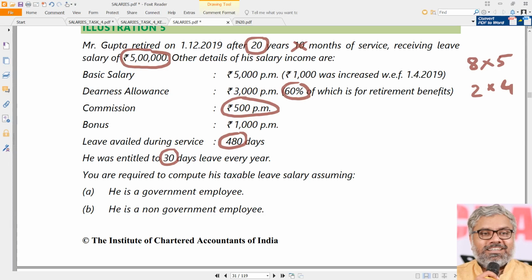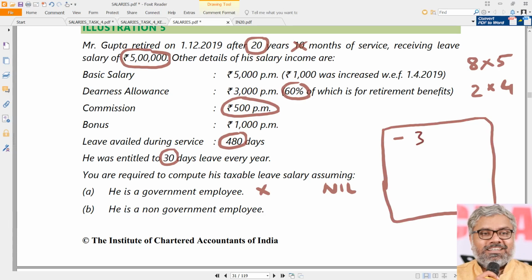You are required to compute his taxable leave salary, assuming he is a government employee. What is there to calculate? If he is a government employee, nothing is taxable. That means it is fully exempt. How much is the taxable leave salary in that case? Nil. So there is nothing to calculate there. The calculations will be there only for a non-government employee. And what are those calculations? First of all, we have to write the provision very clearly, with all the calculations required.